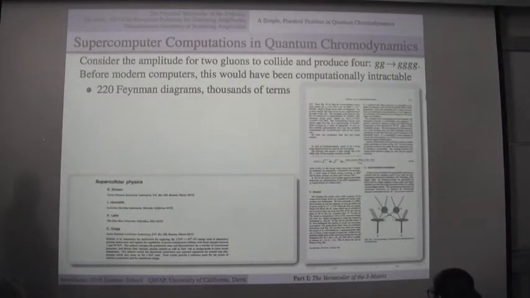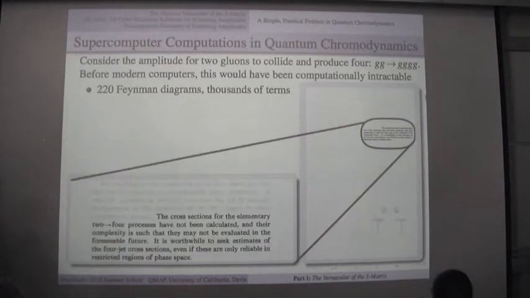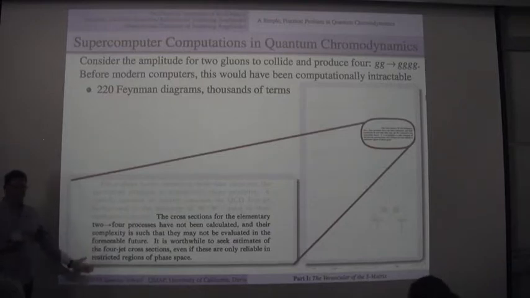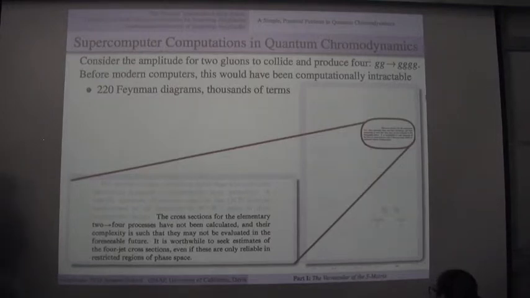There's this paper from 1984 outlining the challenges to be faced by a superconducting supercollider, where they pointed out, so here's the relevant page, they pointed out that the cross sections for 2 to 4 processes have not been calculated, and their complexity is such that they may not be evaluated for the foreseeable future. It is worthwhile to seek estimates of 4-jet cross sections, even if only reliable in restricted regions. Right? They literally viewed this as not only hopeless, but hopeless forever. And yet it's so important for experiments that they wanted somebody to estimate it, and maybe in just restricted regions. Okay? They clearly didn't anticipate the iPhone or something.